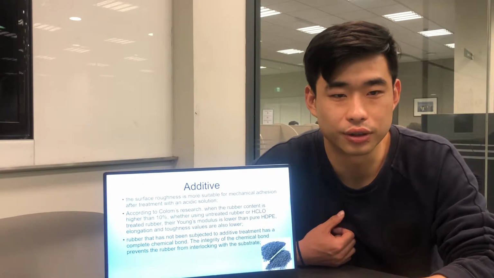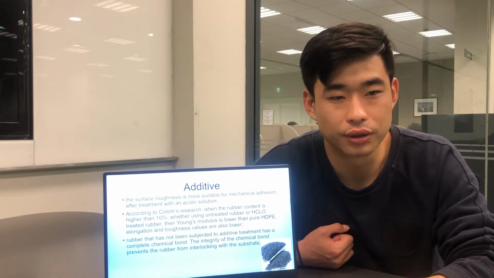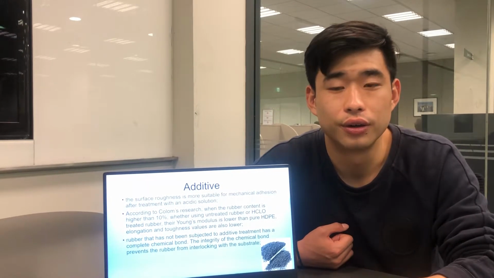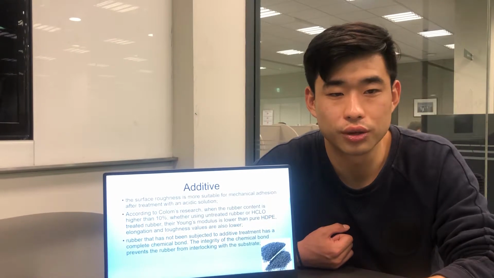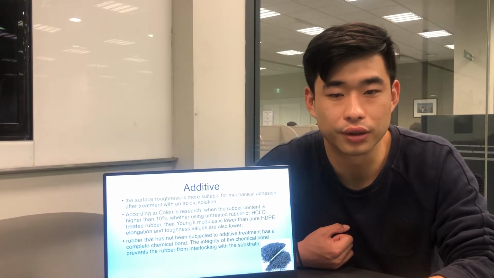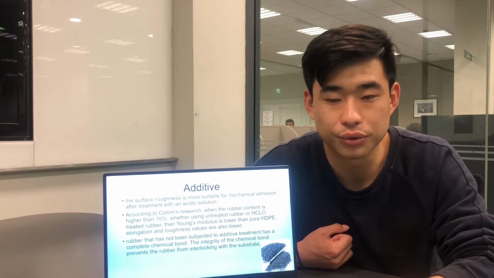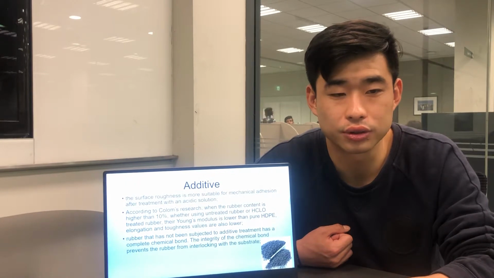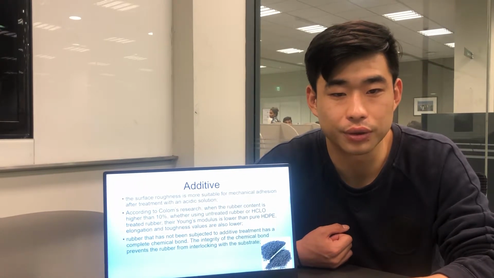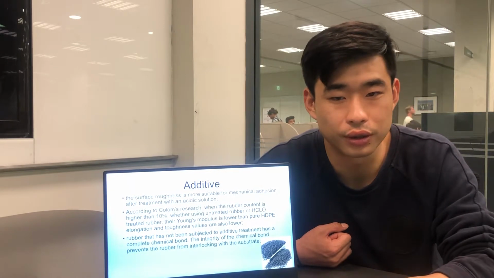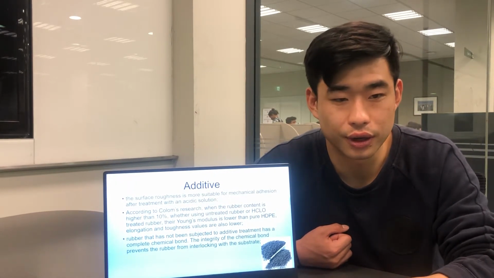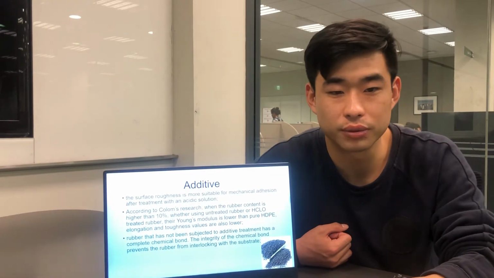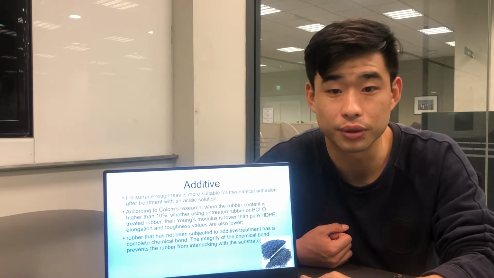According to council research, when the rubber content is higher than 10%, whether used on treated rubber or HClO treated rubber, then the Young's modulus is lower than pure HDPE. Elongation and toughness value are also low. Rubber that has not been subject to additive treatment has complete the chemical bond and the interval of the chemical bond prevents the rubber from interlocking with the substrate.